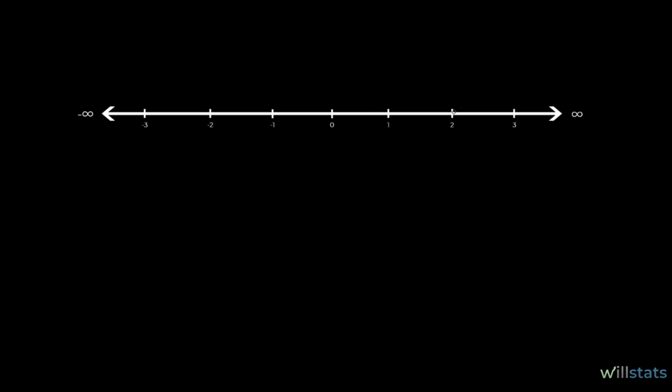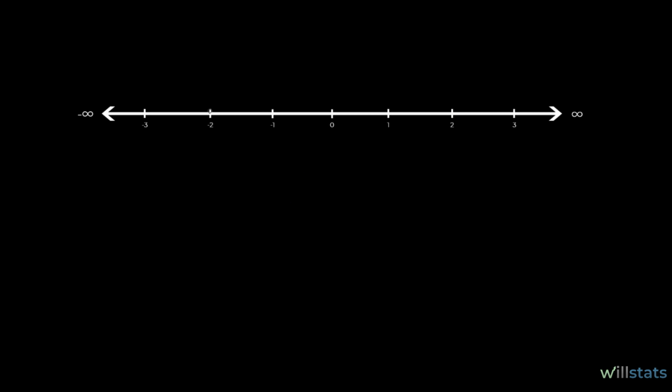Now let's say I have an interval that starts at 2 and continues all the way to infinity. How would I write this? Well, because we're including 2 in the interval, we would use bracket 2, comma, infinity. And then we use a parenthesis because infinity can never actually be included in the set.